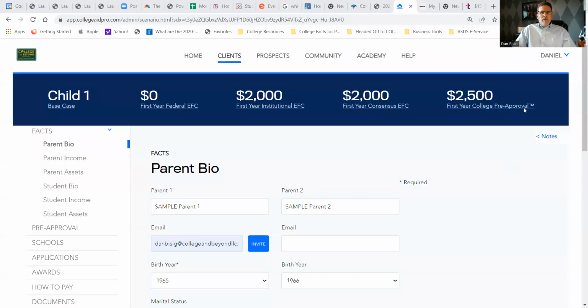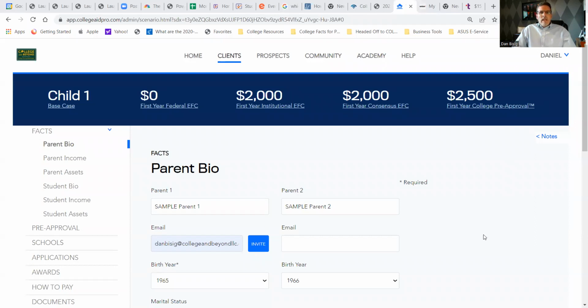And personally, I think it's one of the best tools that you can use to both plan effectively for the financial side of how you're going to pay for college, as well as understanding how the colleges think you're going to pay for college. And so we're going to talk about the specifics on this program. I hope to help you understand a little bit better. So let me share my screen with you here. And we're going to take a look at a sample family.